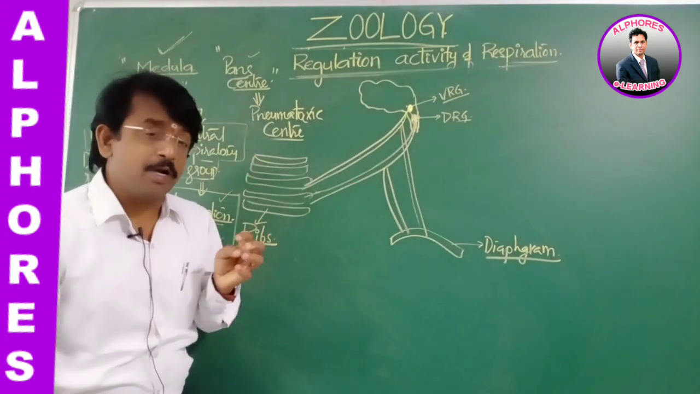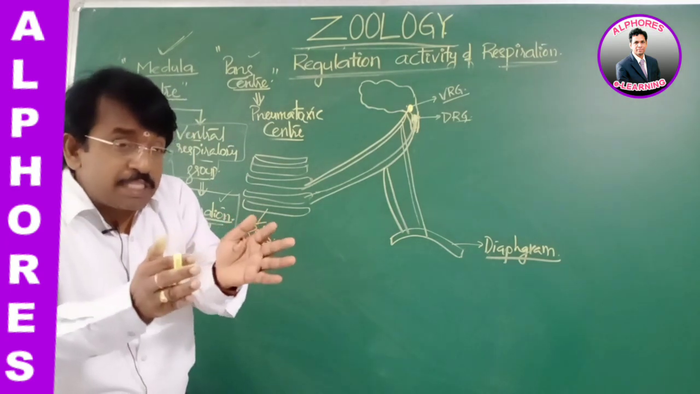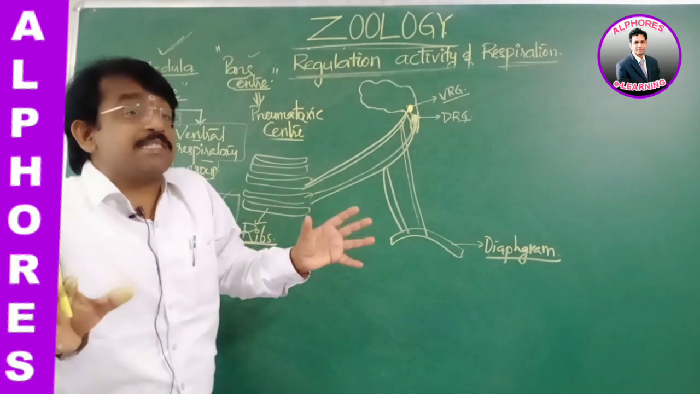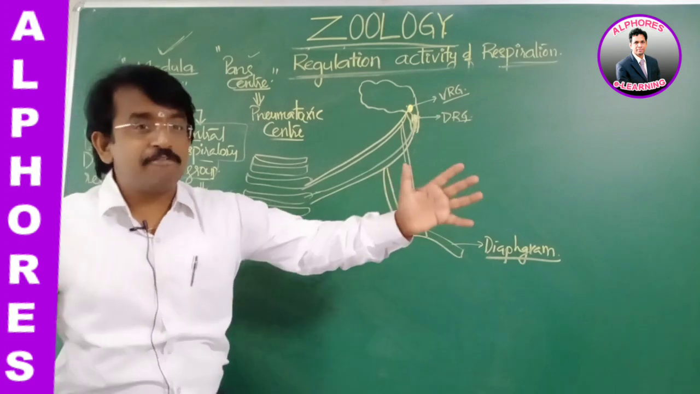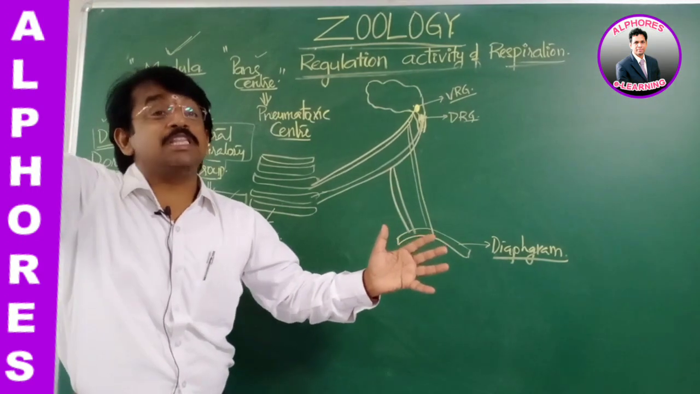What do you mean by duration? If there is a duration, it means there is a gap, a breathlessness or an interruption in the breathing. Is it right or not? If the duration is more, there is a delay in breathing or breathlessness.